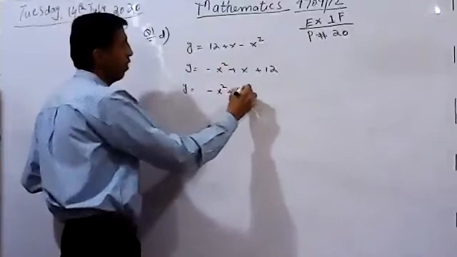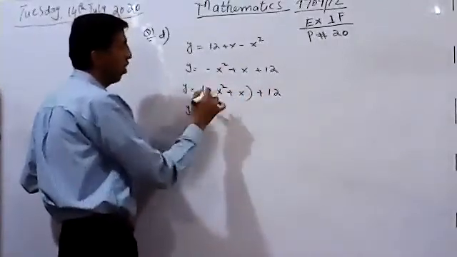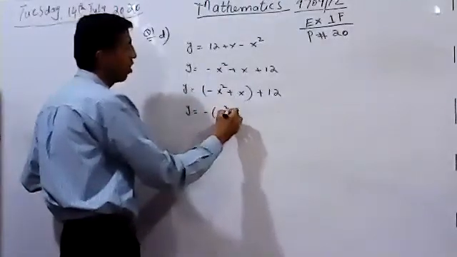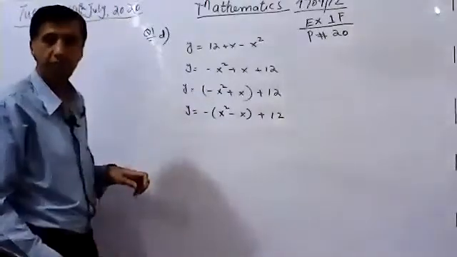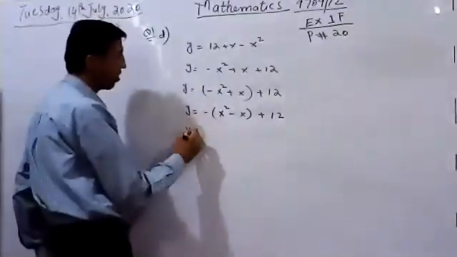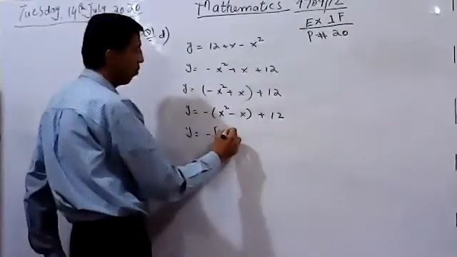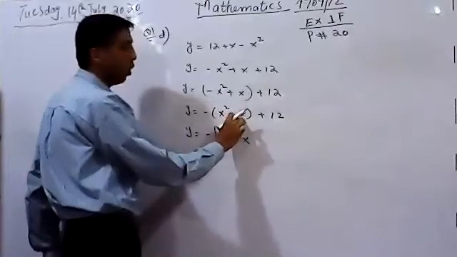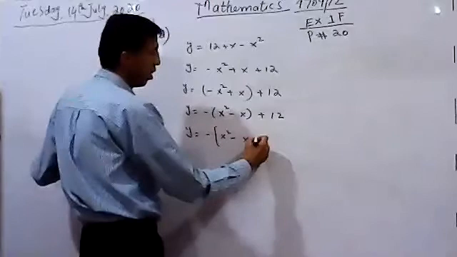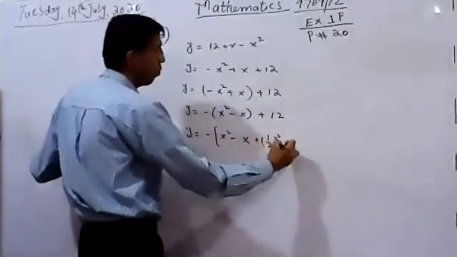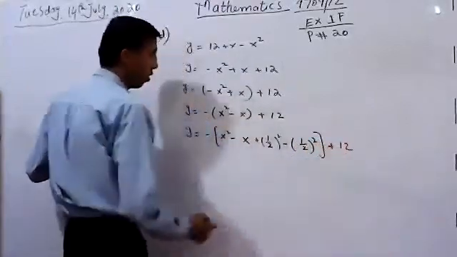keep it in the bracket. Second step, whatever the coefficient is along with the x, take common. Here only the negative sign is common. We will take it. Now use the completing the square method, and here the coefficient of x is 1. Half of 1 is half, so add half square minus half square, plus 12.